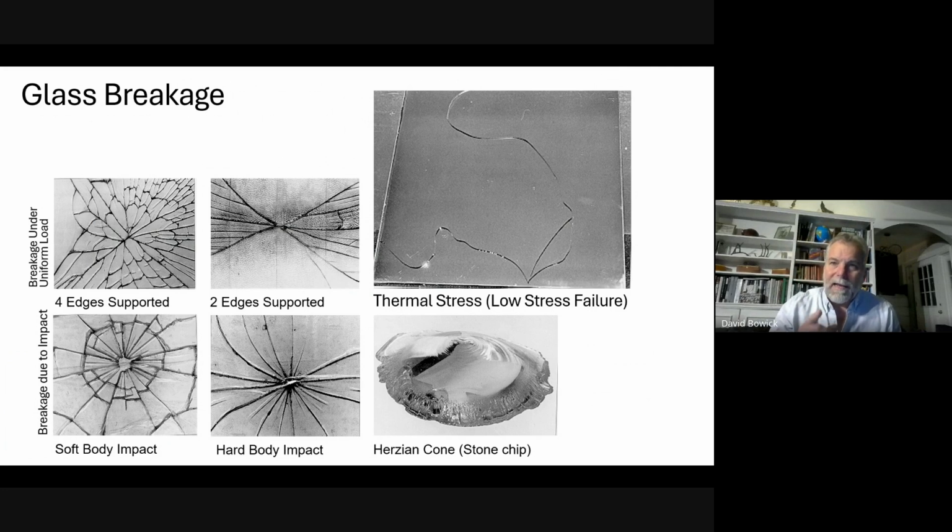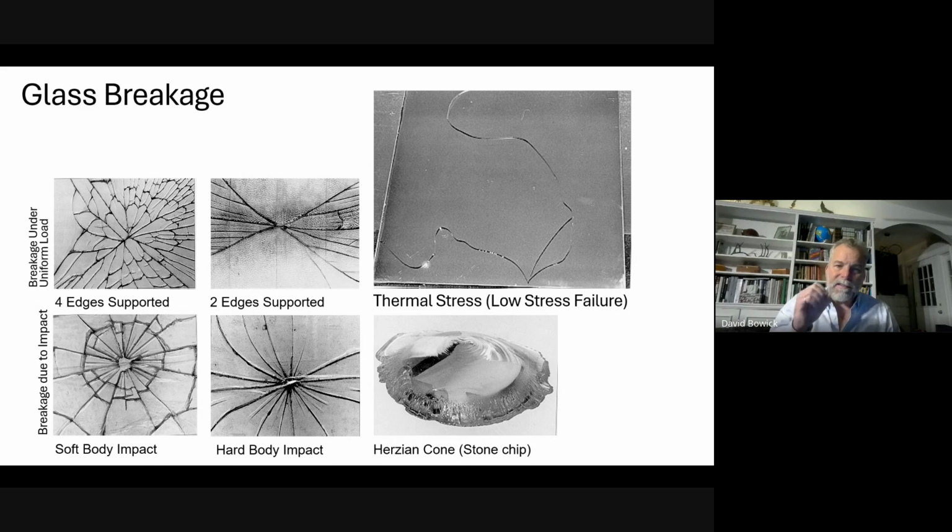So let's look at glass breakage because it's very helpful. Breakage under load, top left. This is what glass looks like if it breaks under load. Like too much snow load on a skylight, you'd get breakage that looks like this. Too much wind load on a window, you get breakage that looks like that. And that is if it's supported all the way around on all four sides.